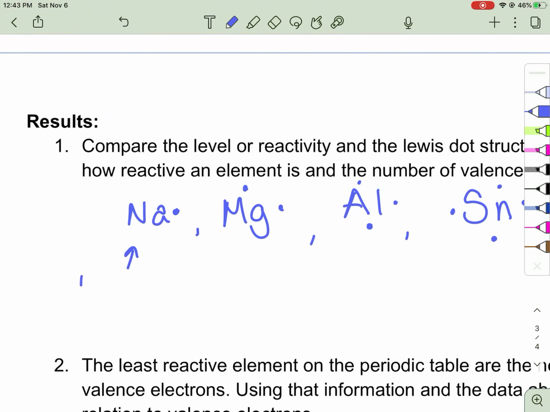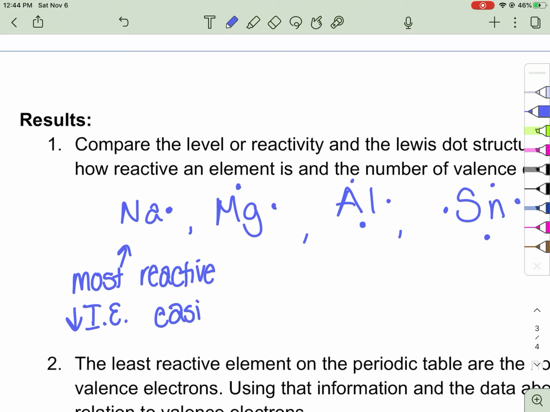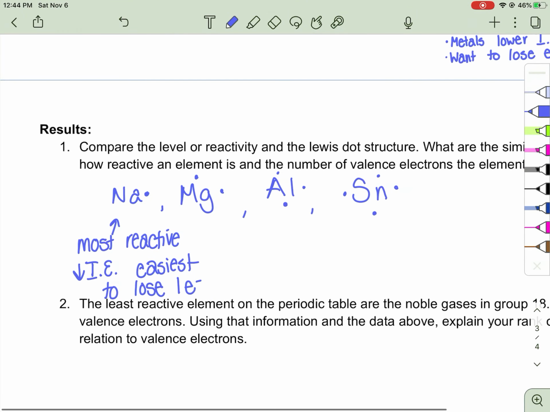It also has the lowest ionization energy, easiest to lose one electron. So a couple reasons. Most reactive, has the lowest ionization energy. It's the furthest to the left. It only has one valence electron it needs to have stolen, so we're only looking at first ionization energy here. So it'll very easily lose it.